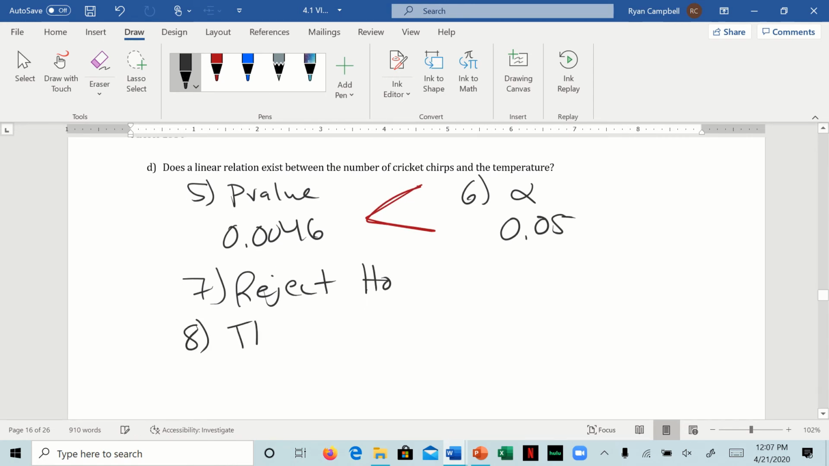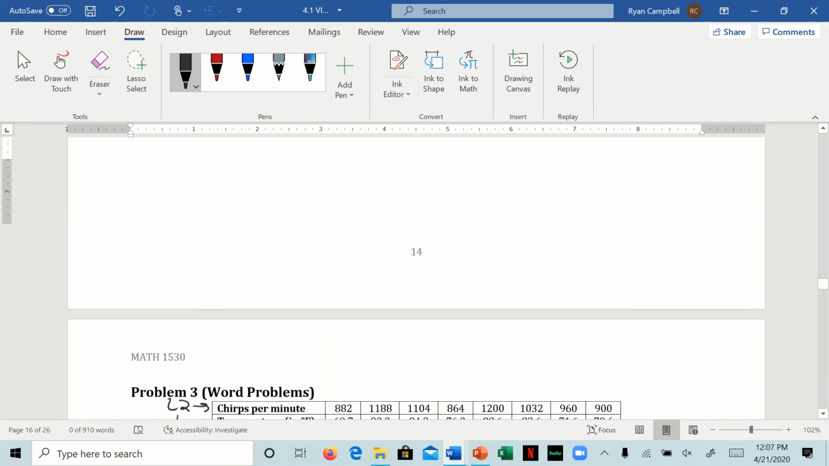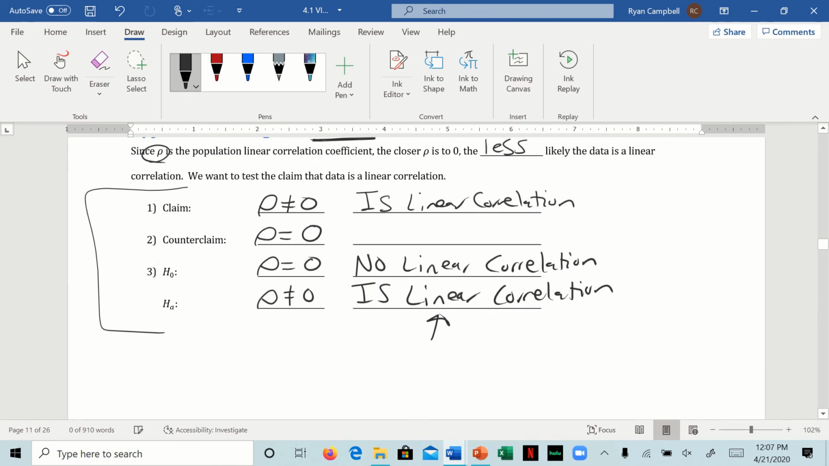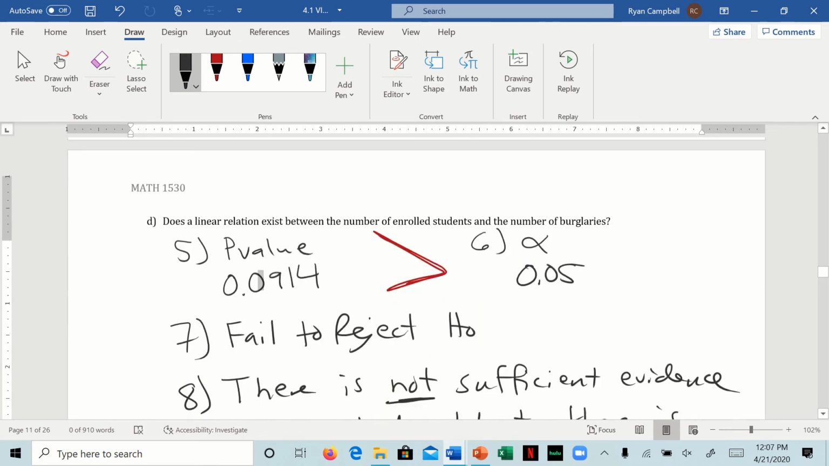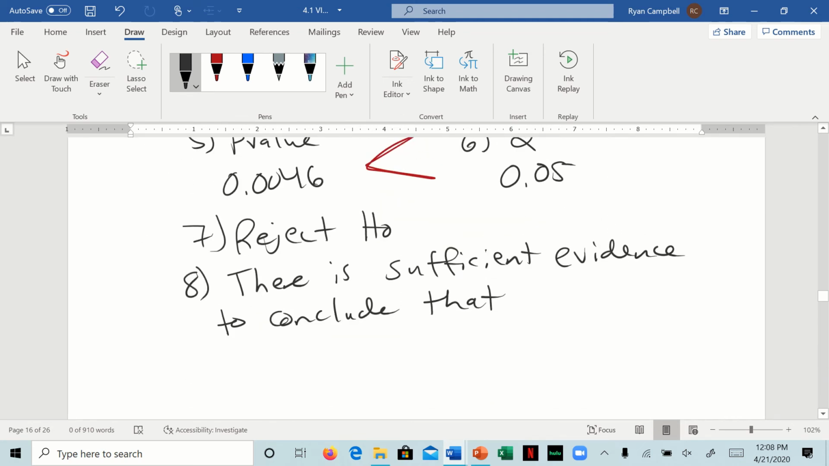Then step 8. Because we're rejecting, we say there is sufficient evidence to conclude that, and again, what are we concluding? Every single time, remember, it's always the same. If we reject our assumption, what do we keep? There is a linear correlation. So there actually was enough evidence to conclude that there is a linear correlation.